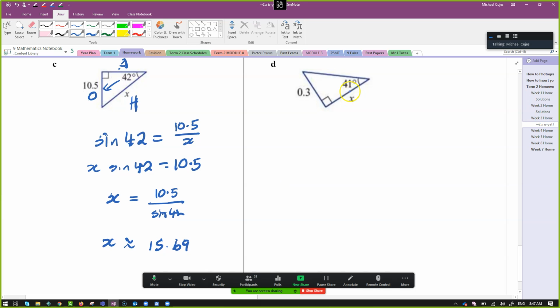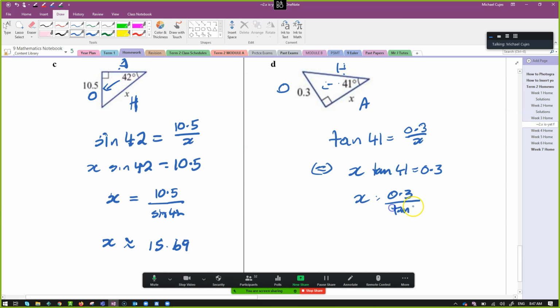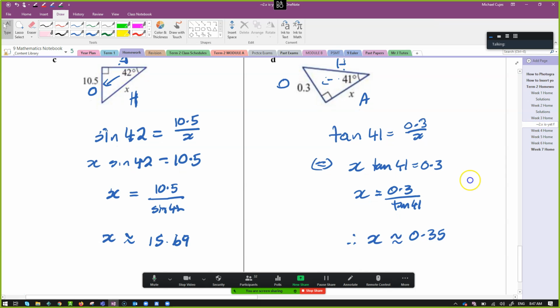That's pretty good. Lucky last here. Label your sides. Opposite. That was the hypotenuse. This is adjacent. Opposite and adjacent involves the tangent ratios. The tan of 41 equals 0.3 divided by x. That's the same as saying x times tan 41 equals 0.3, so x equals 0.3 divided by tan 41. So x is approximately equal to 0.35. And there you have it.